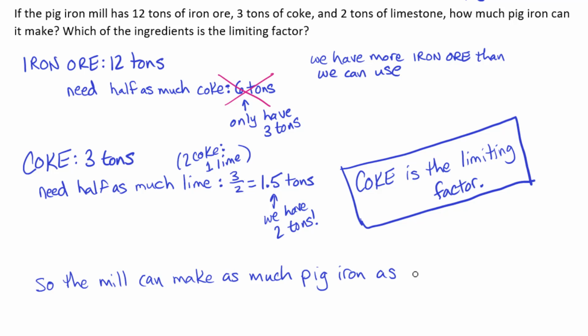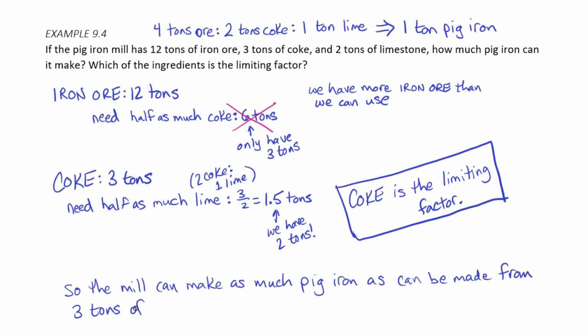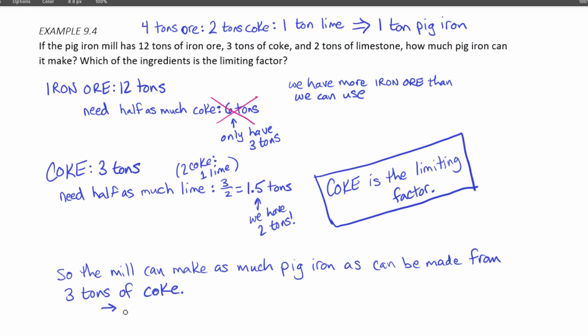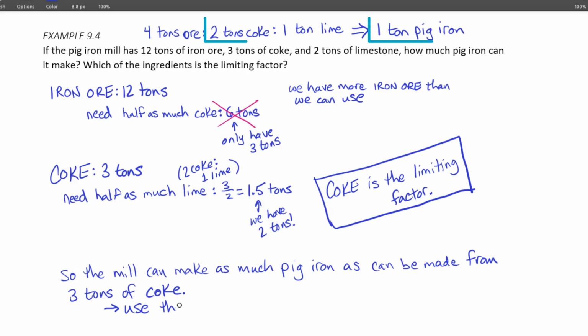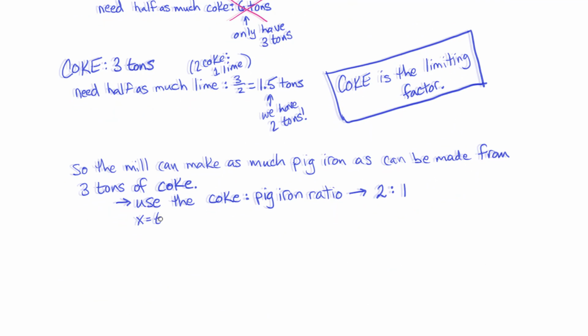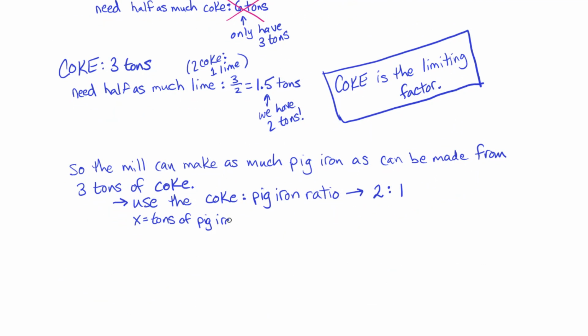It can make as much pig iron as 3 tons of coke can make. So how can we figure out how much that is? We can use yet another ratio. We can use the coke to pig iron ratio. And that ratio is 2-to-1. 2 tons of coke makes 1 ton of pig iron. So X in this case is going to be tons of pig iron.